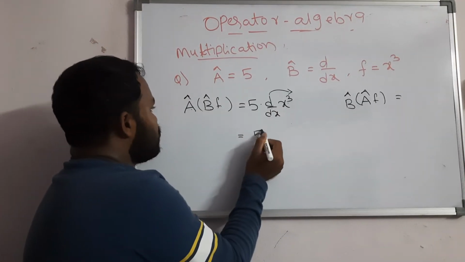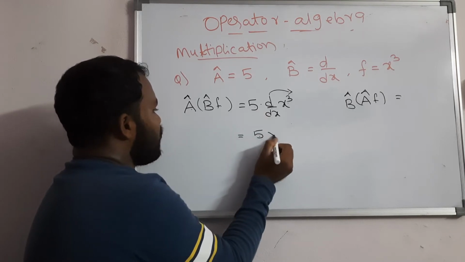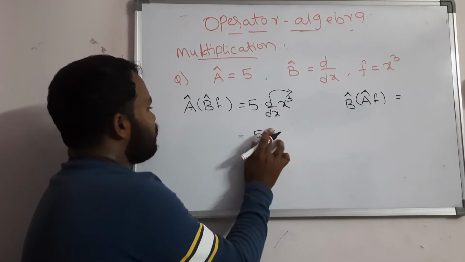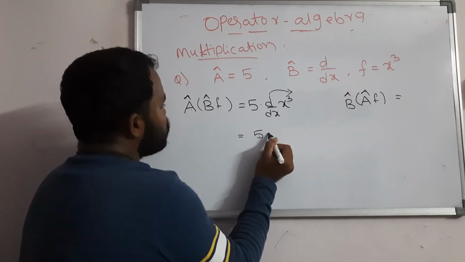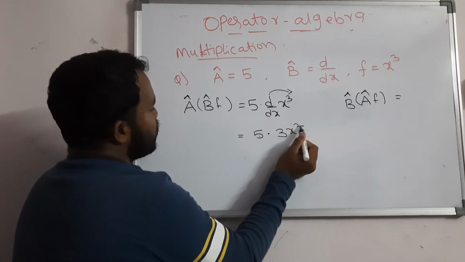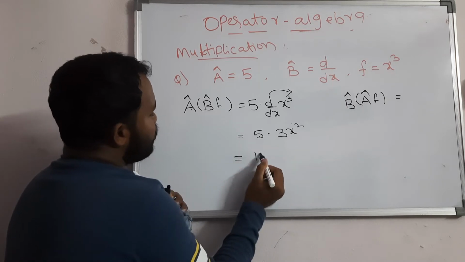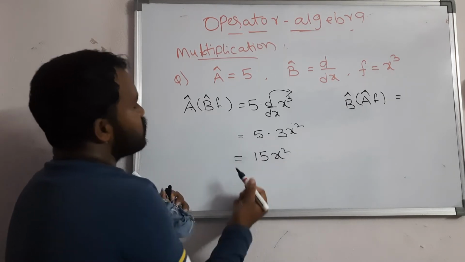We already discussed, 5 is a constant, so you should write it as it is. 5 into the derivative of x cube, which is 3x square. 5 into 3 is 15x square. We got 15x square.